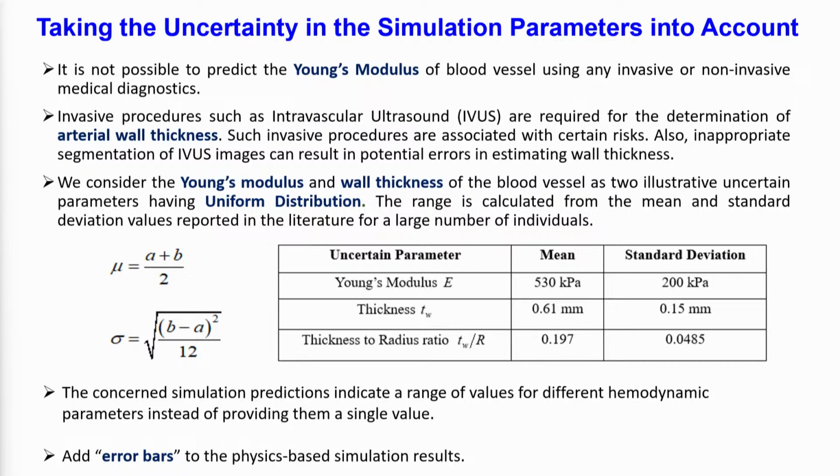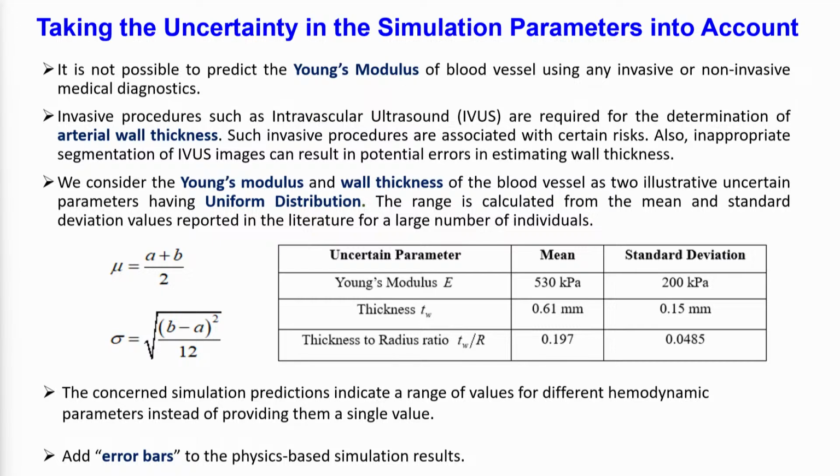Just like you have heard about normal distribution, this is uniform distribution, where you basically have equal probabilities of everything. So, you have no bias to anything, and so mean and standard deviation you can calculate from the lower and the upper limit. The thickness also has that one, and the thickness to radius ratio is typically a mean of 0.19, so about 0.2 roughly.